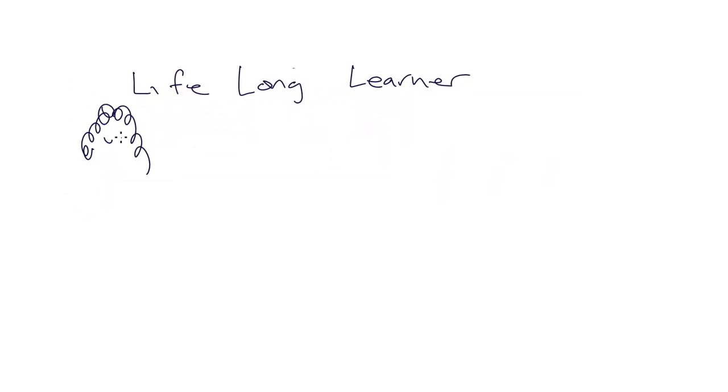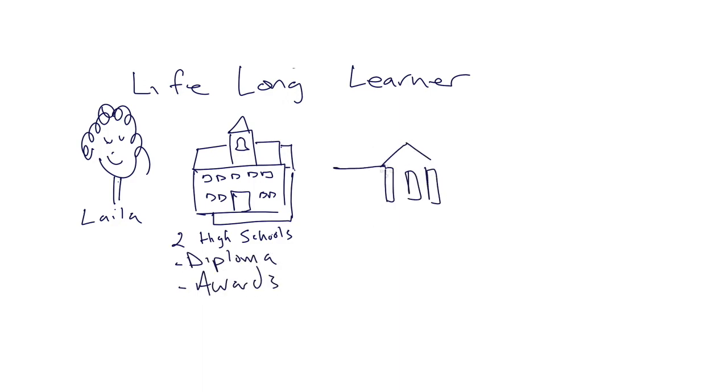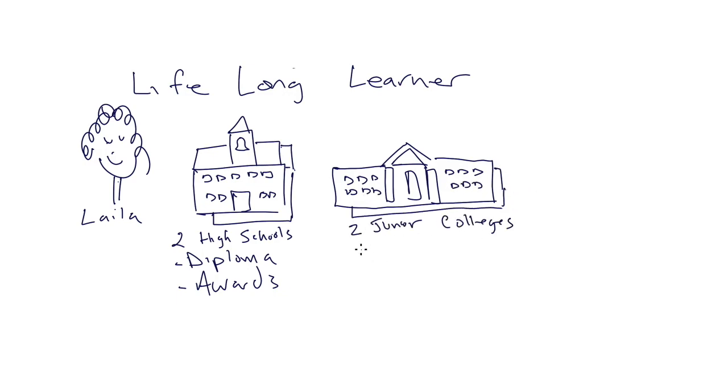So in our use case, we have Layla, our lifelong learner, that when in high school, she attended 2 different high schools and received her high school diploma and received academic and scholarly awards at both high schools. And then she attended 2 different junior colleges while receiving her general education certificate for a bachelor's degree.